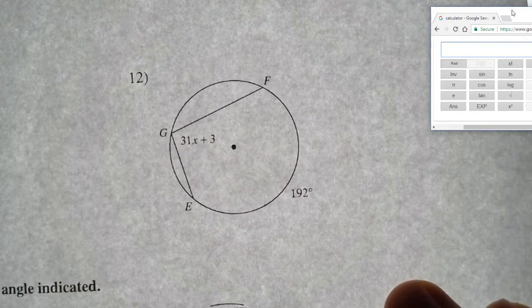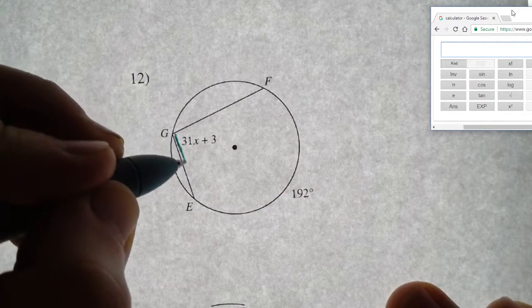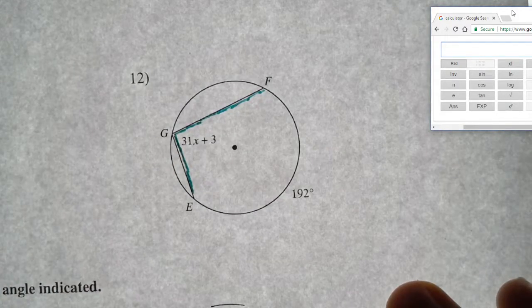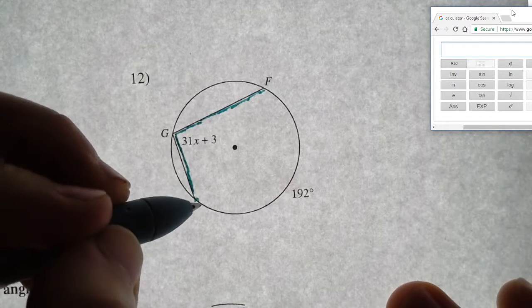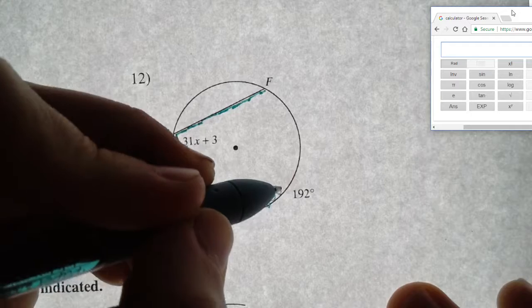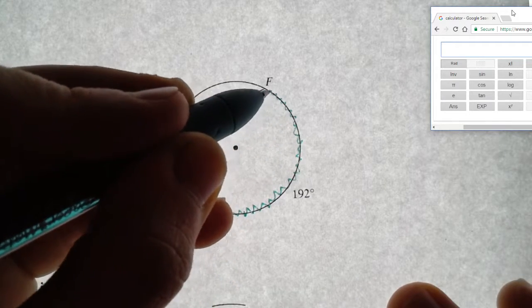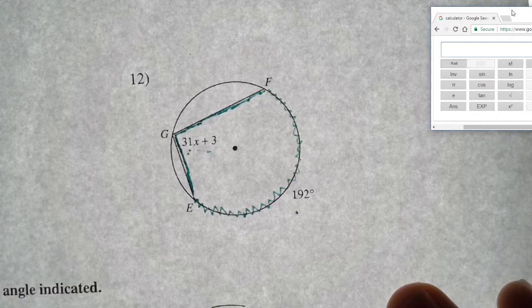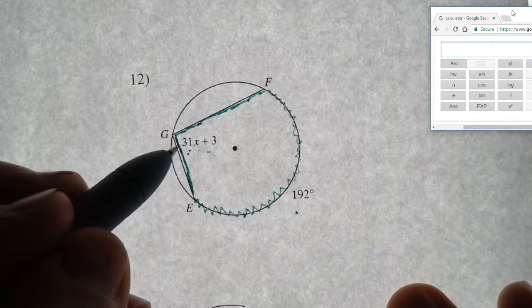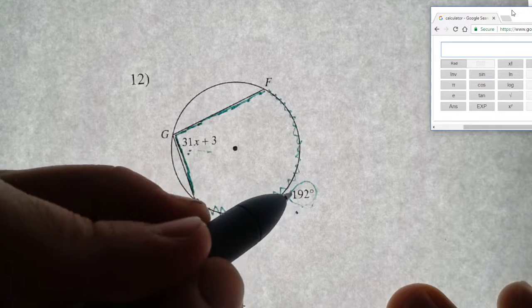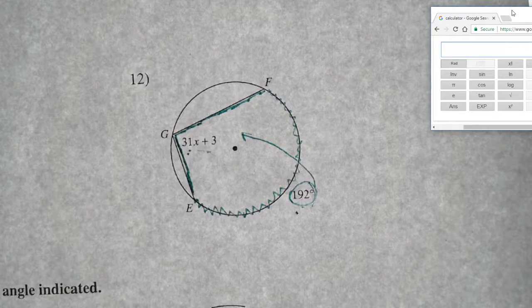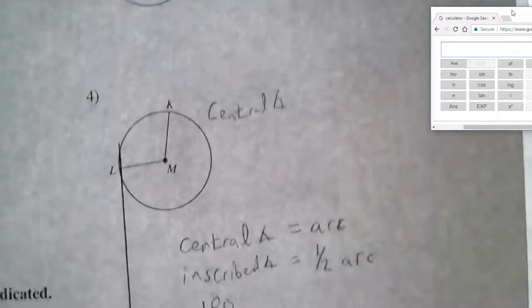Here I have an inscribed angle, angle EGF, and it hits this arc over here, arc EF. I know that arc EF is 192 and that my angle is 31x plus 3. Well, if it's an inscribed angle, I can just take 192, divide it by 2, and I'll find out what my inscribed angle is, because that's just the rule of inscribed angles. Remember, we saw that earlier in the video.